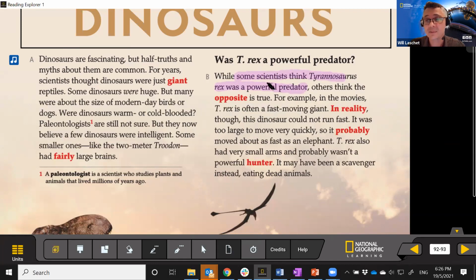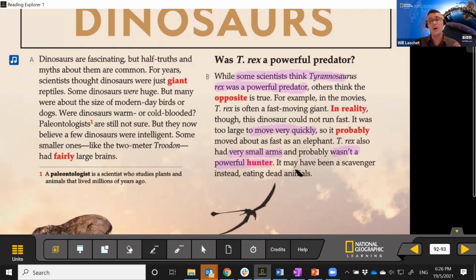Okay, and I think this was the traditional view. But it says down here at the bottom, T-Rex also had very small arms and probably wasn't a powerful hunter. Now why do we think that? Firstly, it had very small arms, so it wouldn't have been able to grab its prey very effectively. And it also says it was so large that it couldn't move very quickly. So if it couldn't move quickly, it wouldn't be able to catch other animals.